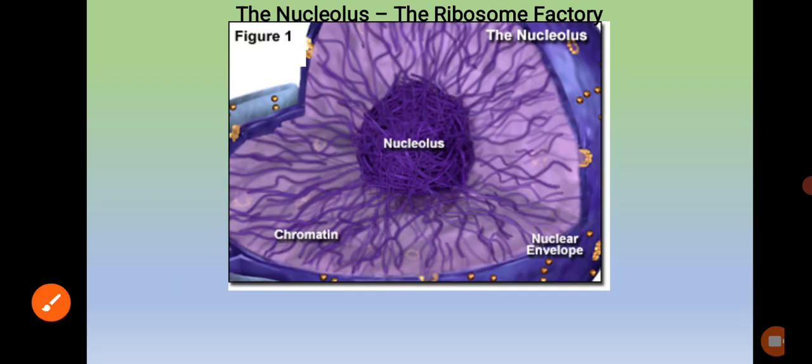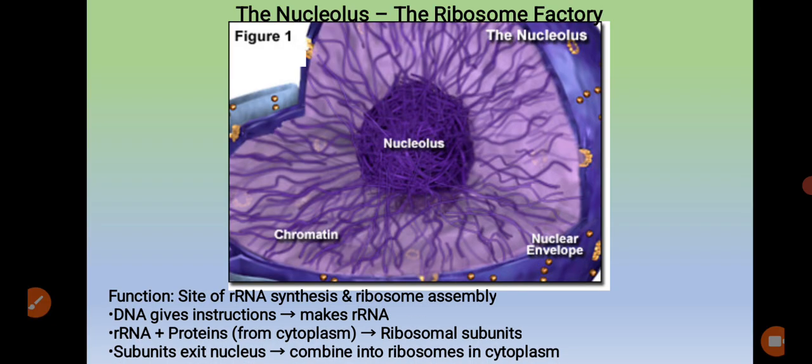Okay, and next, coming to the nucleolus. So what is the nucleolus? The nucleolus is the main site for RNA synthesis and ribosome assembly. So DNA gives the instruction to prepare rRNA, that is ribosomal RNA, which again forms the ribosomes. So rRNA plus proteins from the cytoplasm forms the different ribosomal subunits. Two subunits are there, and the subunits exit the nucleus and combine into ribosomes in the cytoplasm.